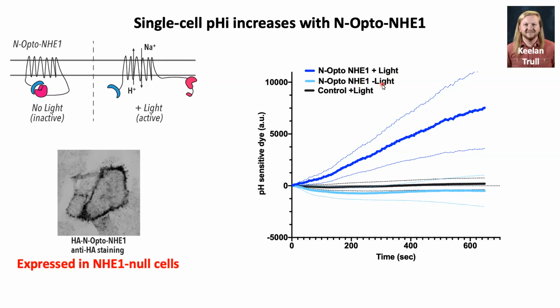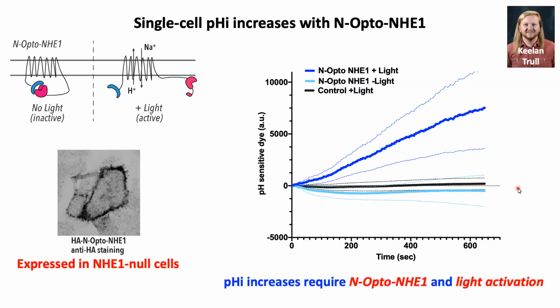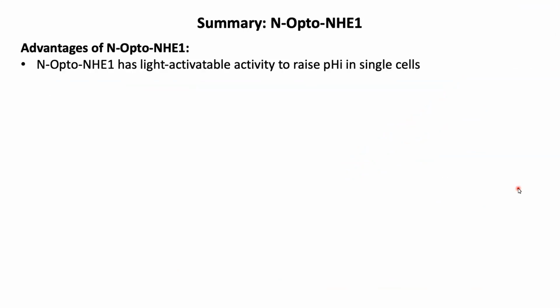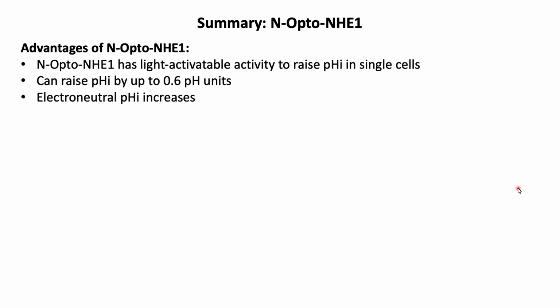When those opto-NHE1 cells were not exposed to light, there was no change in pH over this time course. And importantly, control cells that were stimulated with light similarly had no response in terms of their pHi. So what this shows is that pHi increases require both opto-NHE1 expression and light activation. So what I've shown you today is that the opto-NHE1 has light activatable activity and can raise pHi in single cells by up to 0.6 pH units. And this induces an electroneutral increase in pHi, which is a distinct advantage over the ArchT.